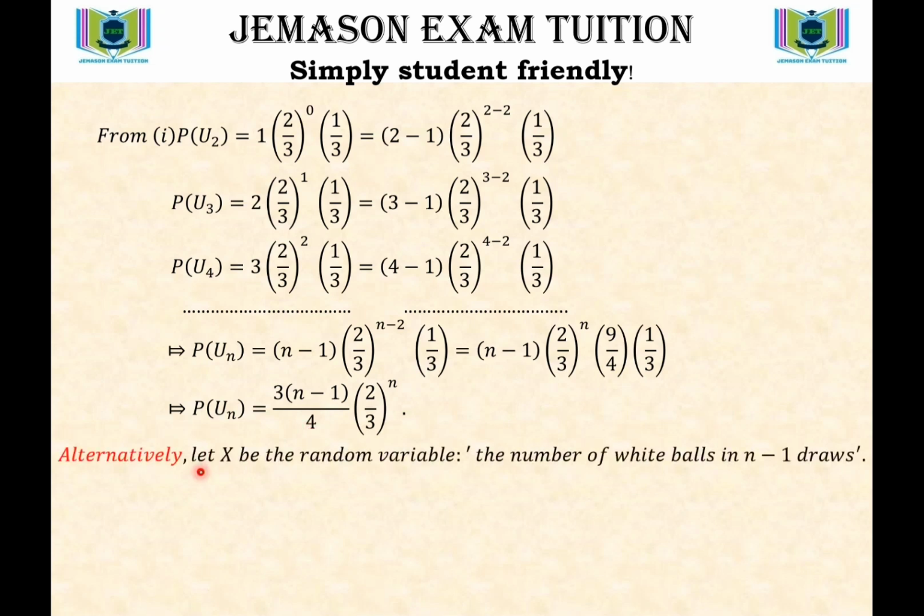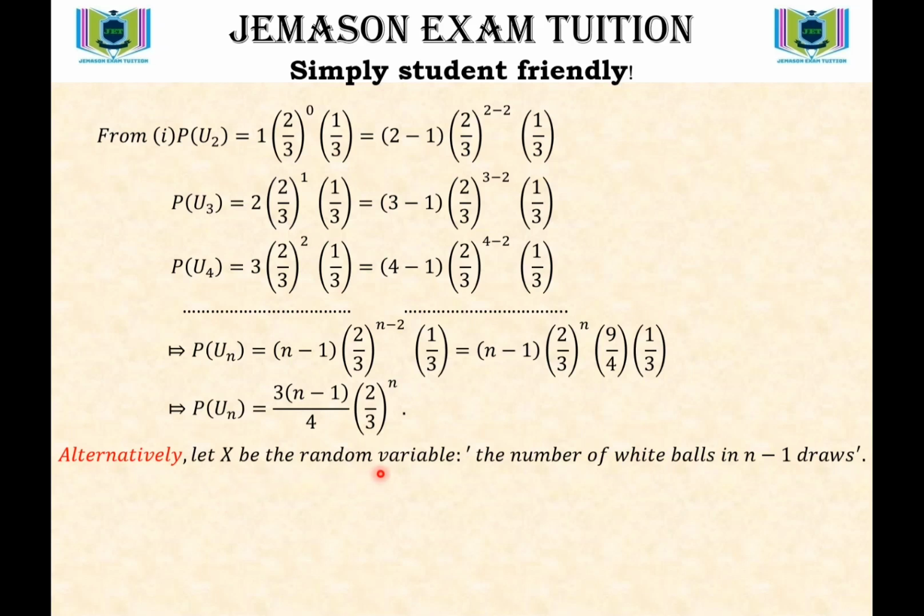Alternatively, we can make use of the binomial distribution, because the event U_n actually follows a binomial distribution. The first n-1 trials are fixed, and the probability of having a white ball is constant throughout the trials. There are always 2 outcomes in each trial, a white ball or a black ball. All these characteristics are identical to those of the binomial distribution, and so we can model the probability of the event U_n using the binomial distribution.